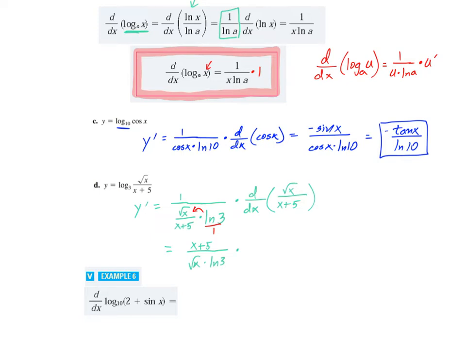All right, then we've got the derivative of this square root of x over x plus 5. That's a quotient rule problem. That's the bottom function times the derivative of the top. The derivative of the top is 1/2 x to the negative 1/2 minus the top function, which is, I'm going to go ahead with square root of x here, times the derivative of the bottom. Derivative of x plus 5 is 1, and then it's all over x plus 5 quantity squared. All right. Now note, this is all multiplied by this previous expression over here, the x plus 5 over square root of x times ln 3.